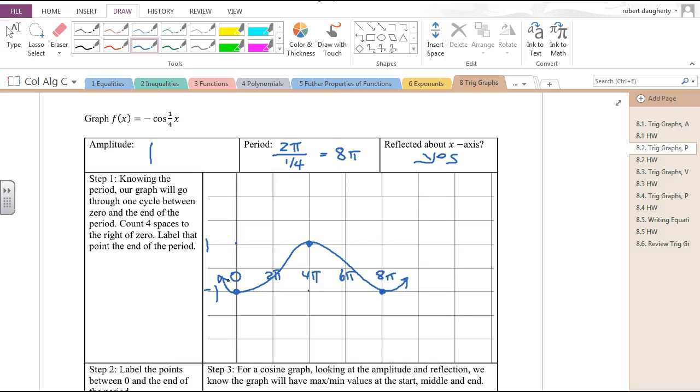So you notice the graphs, they all look the same. It's just that the labeling of where it takes to go through one cycle is just different in each one.